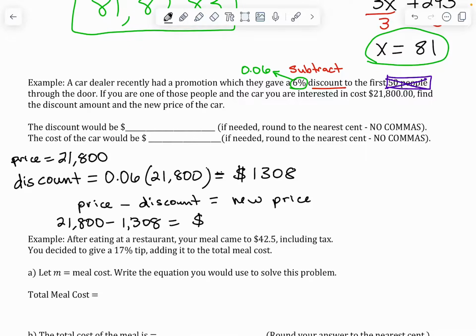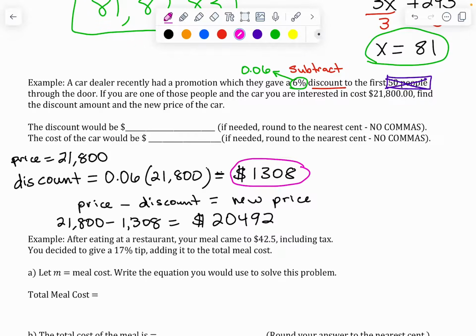so that gives us $20,492, no comma. So the discount would be $1,308, and the cost of the car would be $20492. And it tells us don't put commas in, so we're not going to add those.